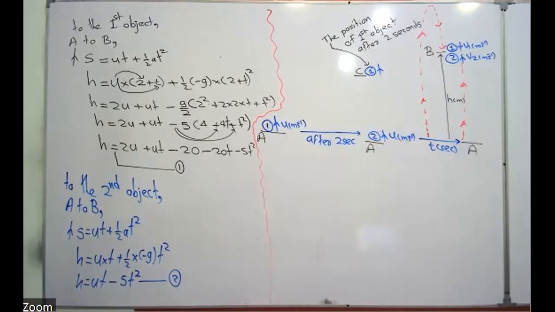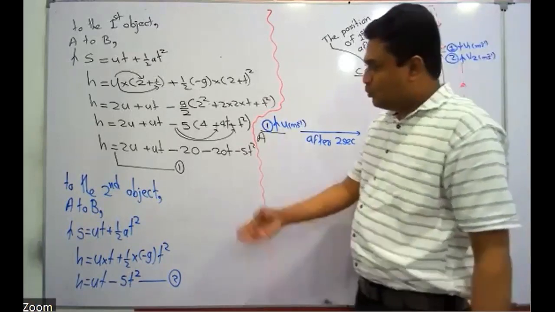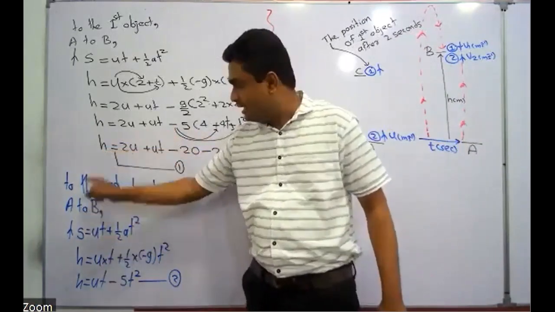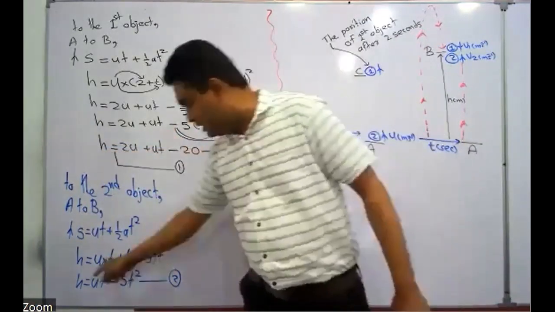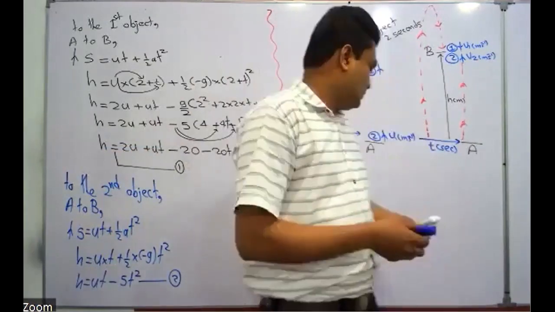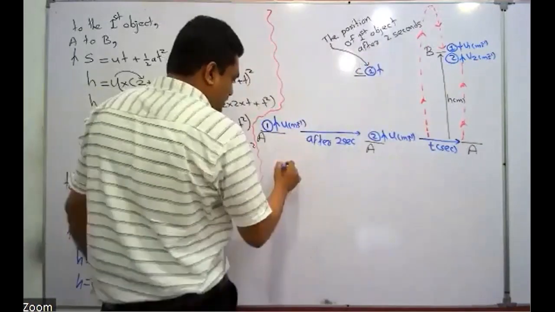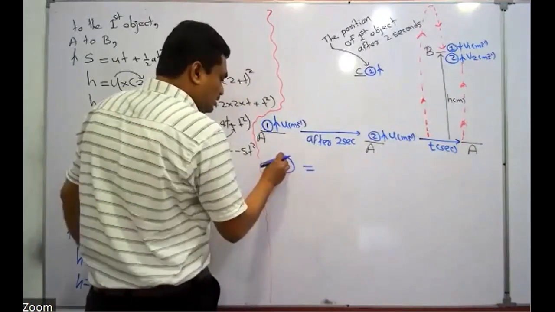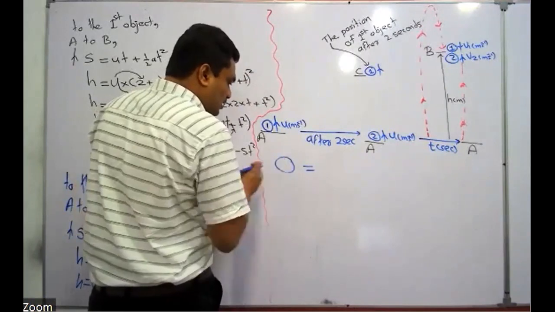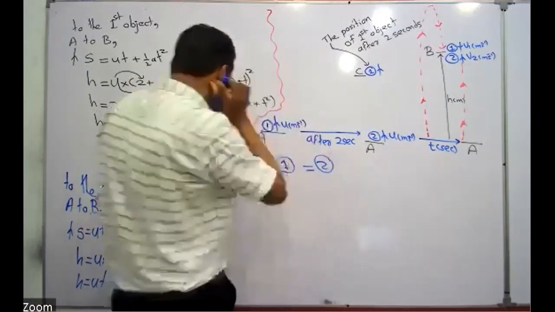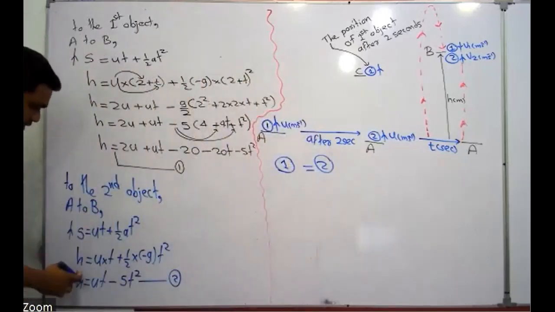What do you think about equations 1 and 2? Both equations give H. H equals something, H equals something. It means equations 1 and 2 are equal. So I can write that the first equation is equal to the second equation, because both give H.